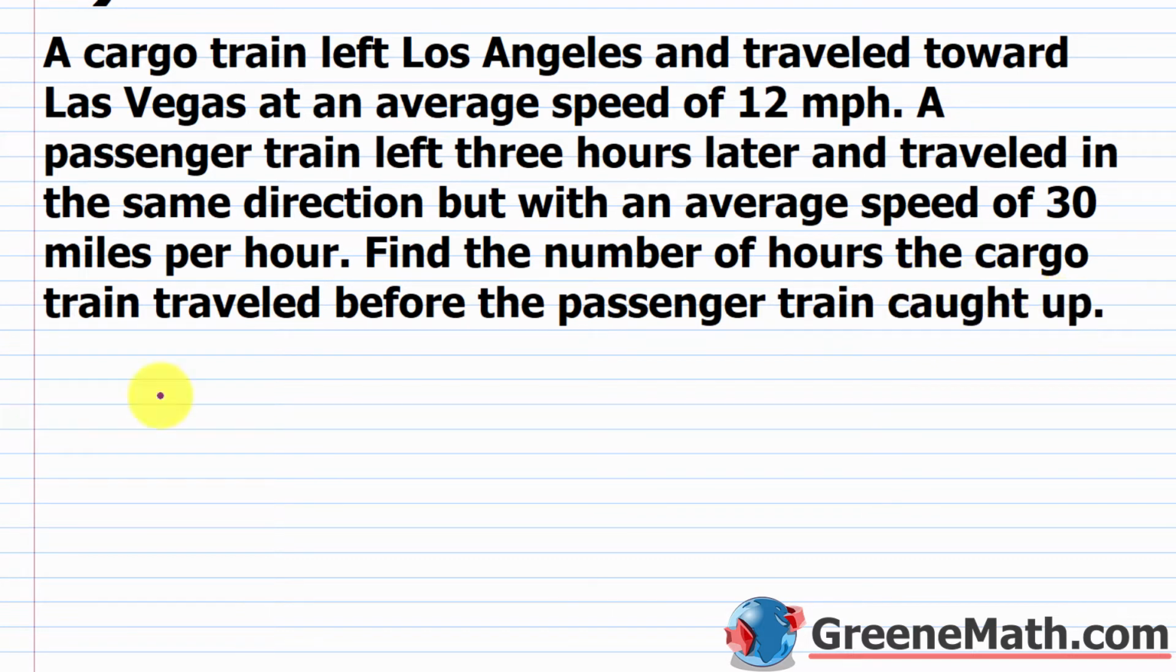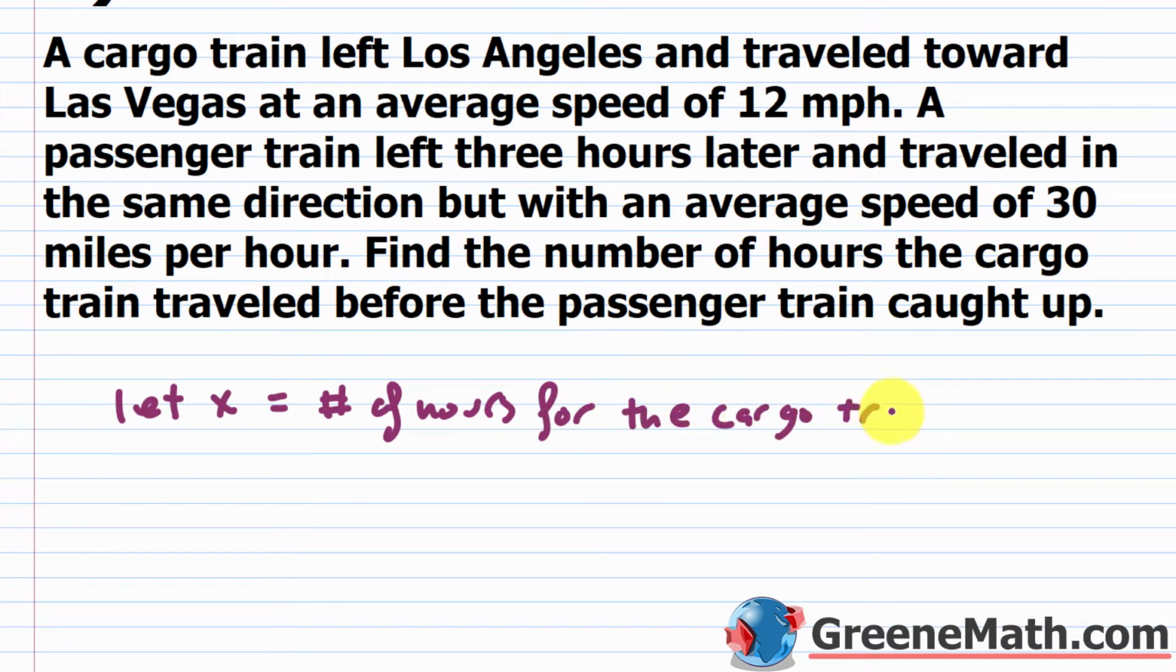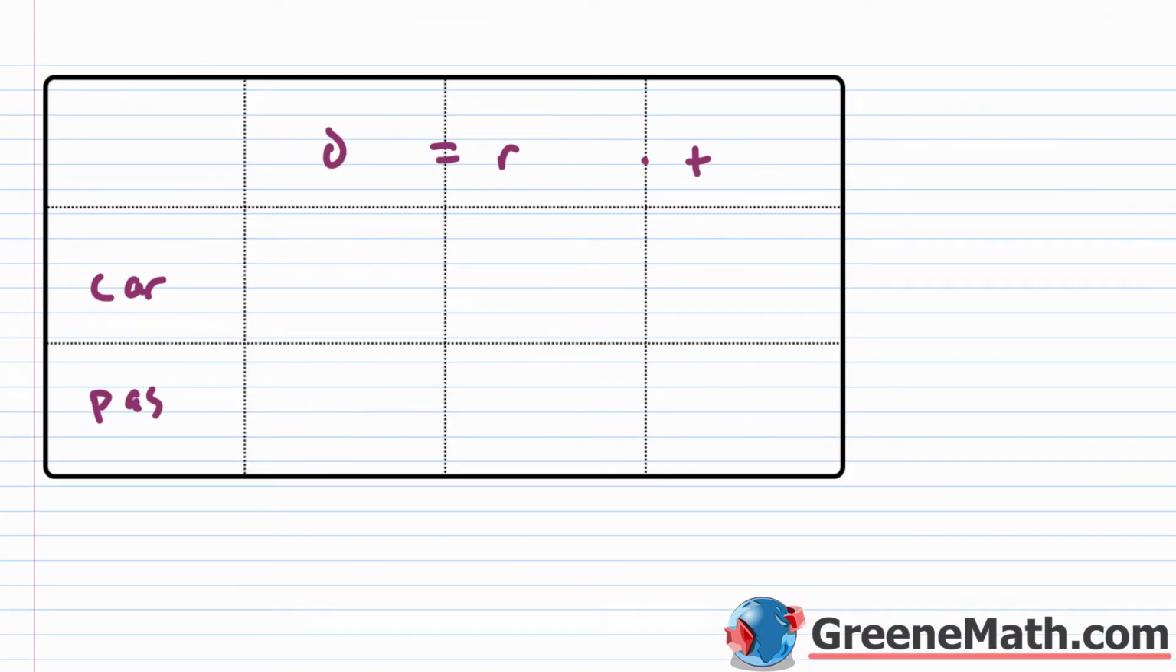Now that's a lot to write. So let me just put let x be equal to the number of hours for the cargo train. And I think that's good enough. Again, if you want to make something longer for your notes, that's really up to you. All right, so let's start filling in the table. It tells us specifically here that a cargo train left Los Angeles and traveled toward Las Vegas at an average speed of 12 miles per hour. So I know that the speed or the rate is 12 miles per hour. And again, I'm letting x be equal to the number of hours. So I'm going to put in a 12 here and an x here, and the distance would be 12x. I just multiply.